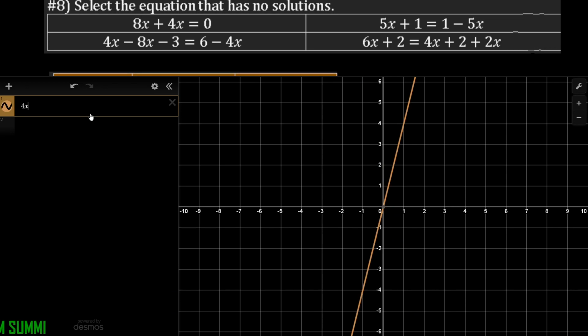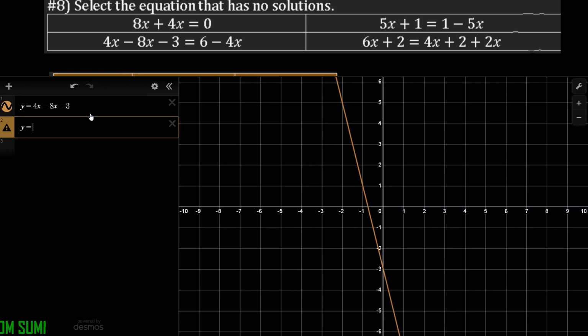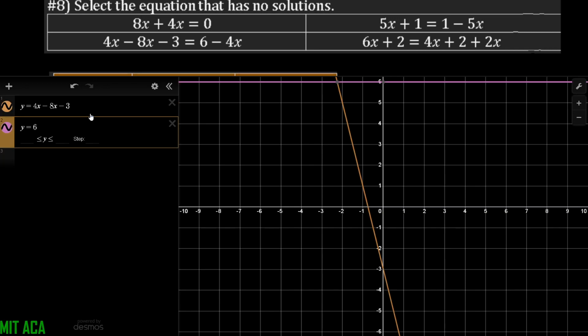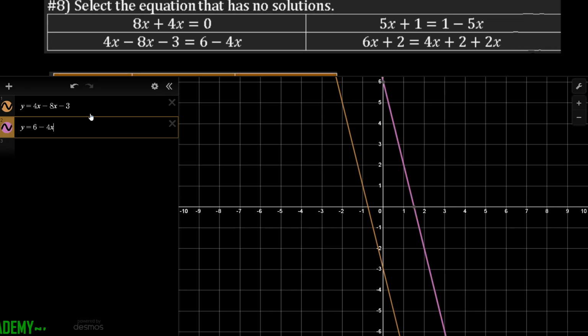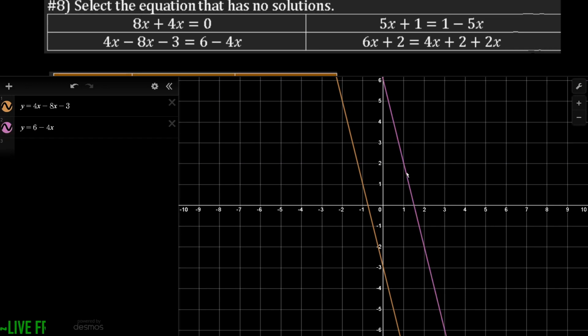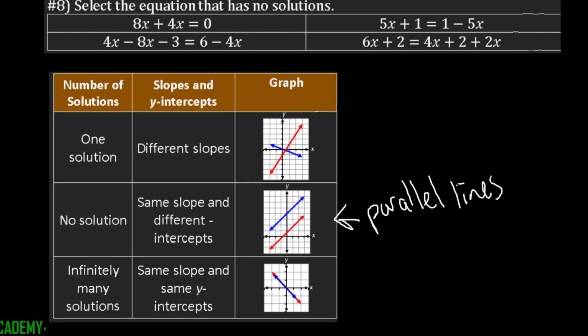So we're going to say 4x minus 8x minus 3, y equals in the front. And we say y equals the right side, which is 6 minus 4x. So notice how these two have parallel lines. They don't intersect, so that means they don't have any solution. So the third one is the one that we are looking for. We draw a little star by it. So just remember that we're looking for parallel lines for no solutions.